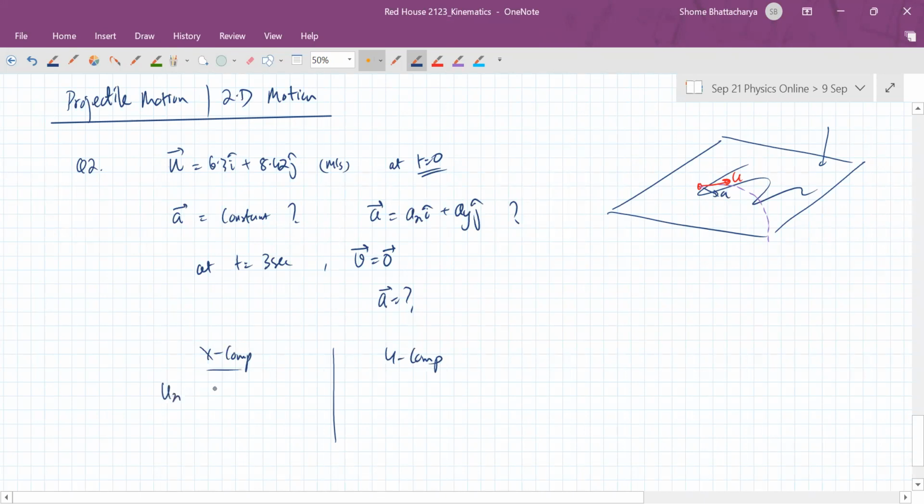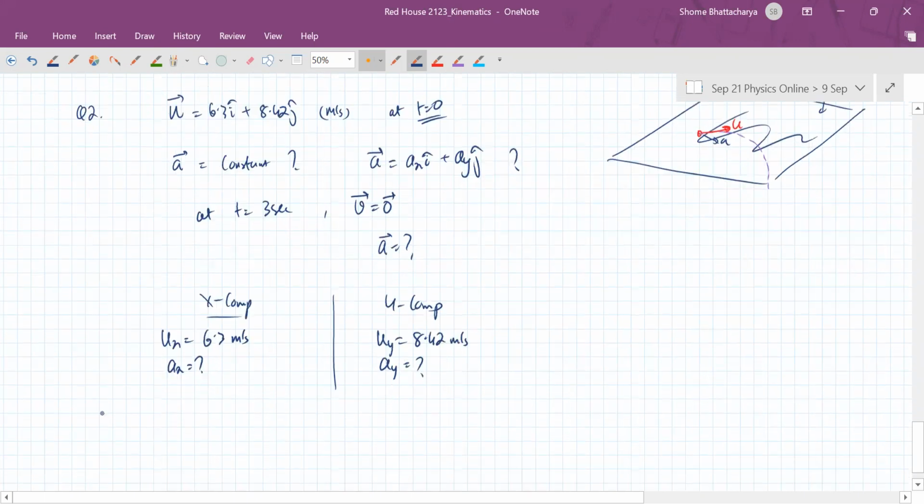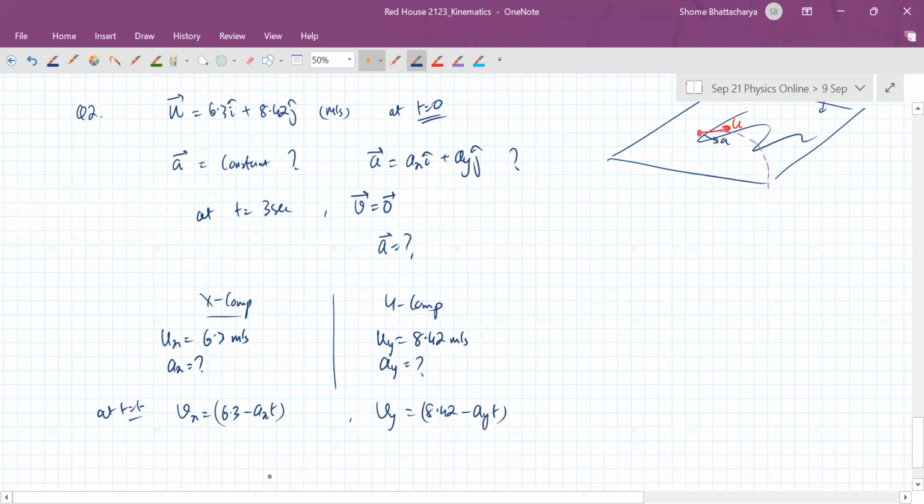So you can see ux is equal to 6.3 meters per second. ax is an unknown quantity. uy is 8.42 meters per second, and ay is an unknown quantity. So from this information, we can see that at some time t, your x component of velocity will become 6.3 plus ax into t, and your y component of velocity will become 8.42 plus ay into t. Sorry, plus, those values will be negative.